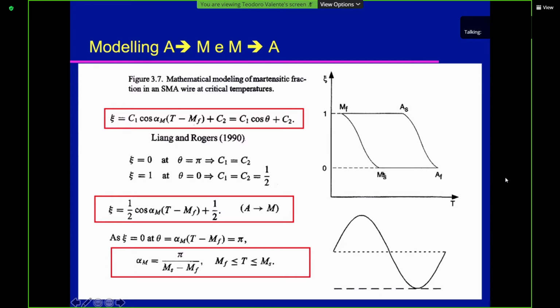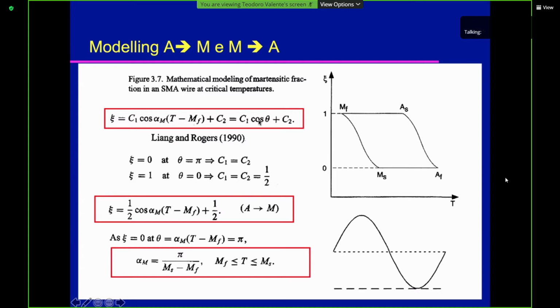This shape of the transformation of austenite to martensite is essentially the same, geometrically and analytically, as that of the transformation of martensite to austenite, that is moving from austenite start to austenite finish. It has also been observed and validated that this part, the transformation of austenite to martensite when we cool, and this part, the transformation of martensite to austenite when we give heat, can be described, you see here, by a very simple trigonometric function, which is a cos function.